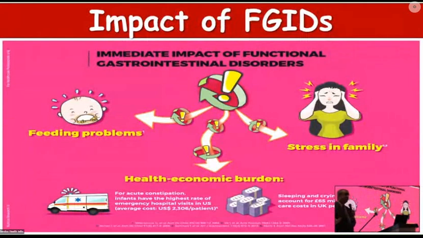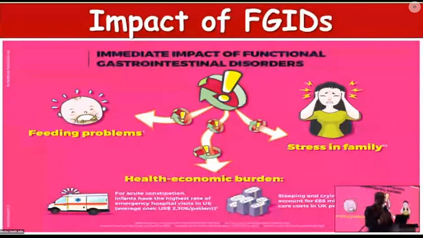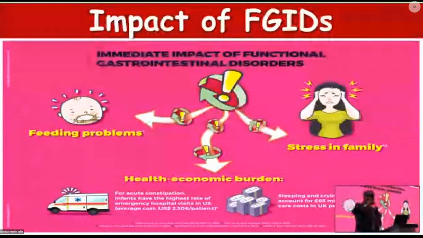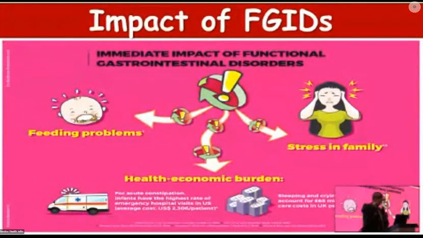Functional gastrointestinal disorders actually will lead to a lot of troubles and have a lot of impacts either in the short term or in the long term. The immediate impact of functional gastrointestinal disorders will be feeding problems, stress in the family, and marital problems. And also it will lead to exhaustion of health economics. Actually, a lot of visits to doctors and to hospitals are due to infantile colic, regurgitation, constipation, or abdominal pain.